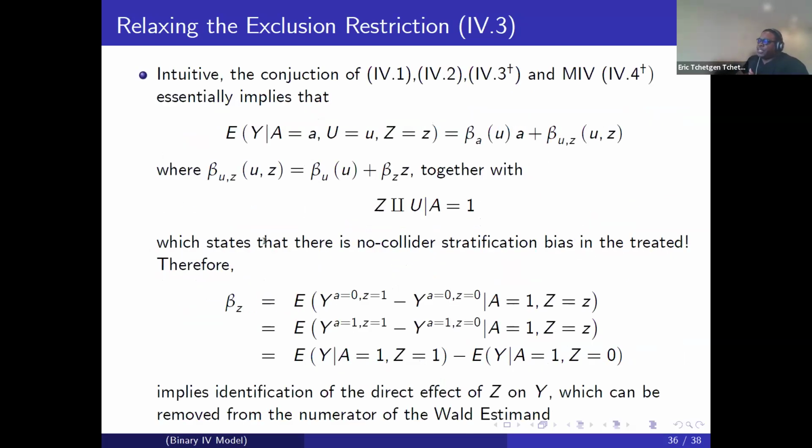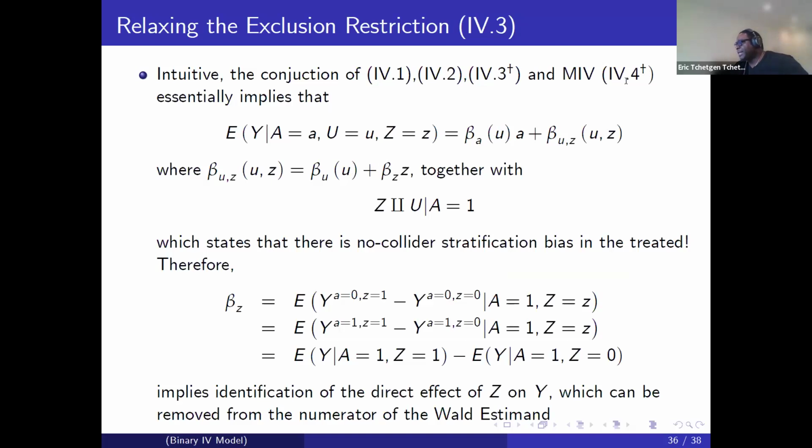Intuitively, the conjunction of these four assumptions essentially implies that you're allowing for a structural model for the outcome that looks like this, where this is really important. The causal effect is an unrestricted function of the unmeasured confounder, and we're now allowing for a direct effect of Z on the outcome. So beta(U, Z) has a structure that's additive. We don't allow for U to interact with Z. As far as I know, that's not identified.